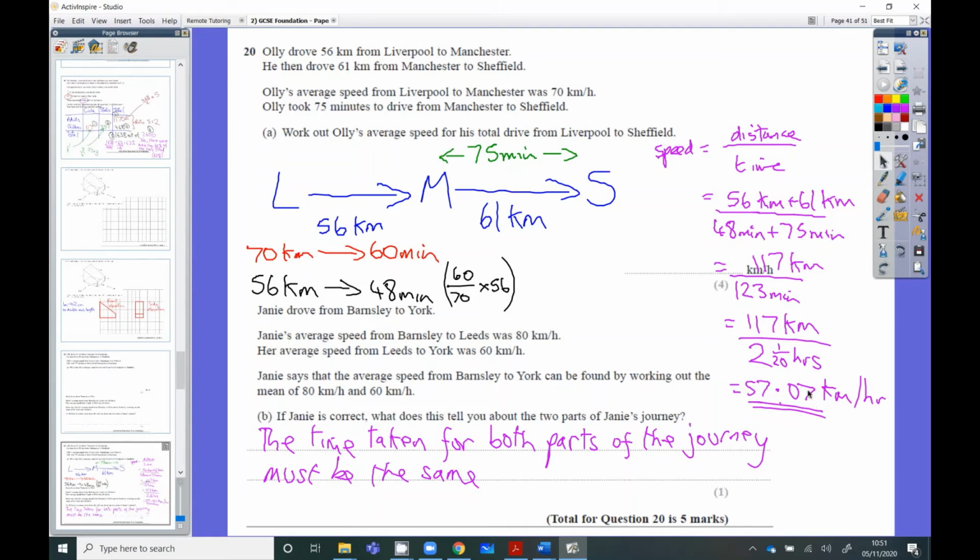Now for part B, we're being told that for part of the journey, from Barnsley to Leeds, we're travelling at 80 kilometres per hour, and then secondly from Leeds to York at 60 kilometres per hour. Now, clearly the average is only going to be 70 if the time taken for both journeys was the same. Because clearly, if you're going at 100 miles per hour for an hour, and then you just go at 10 miles per hour for just a minute, then clearly you can't just average the two. So for this to work, the time taken for both parts of the journey must be the same.